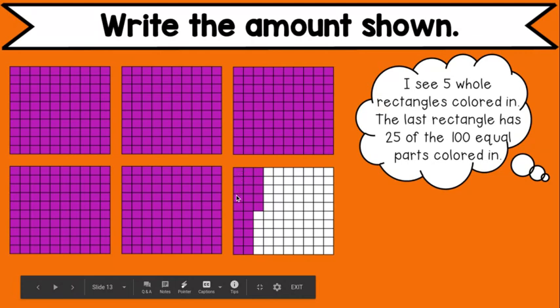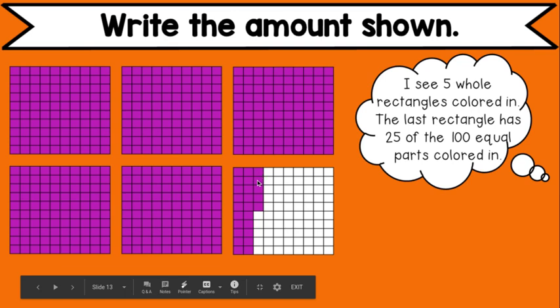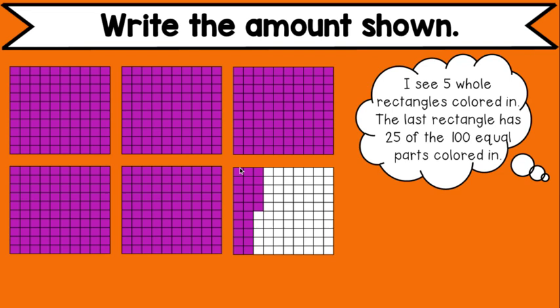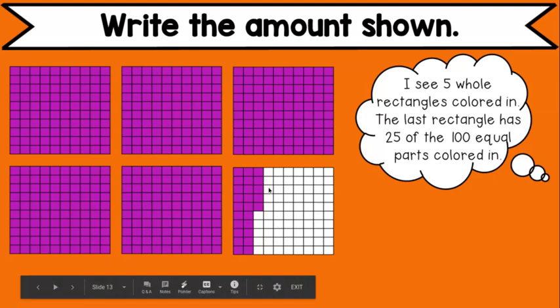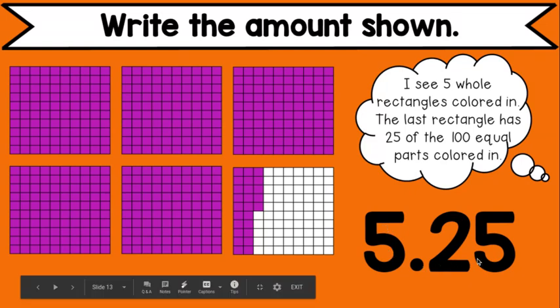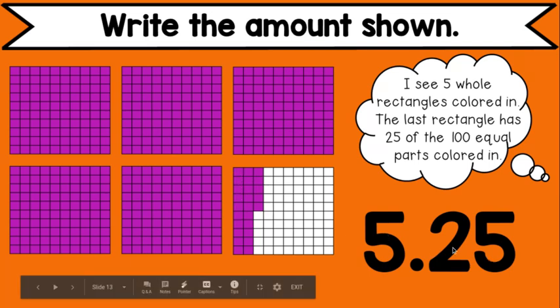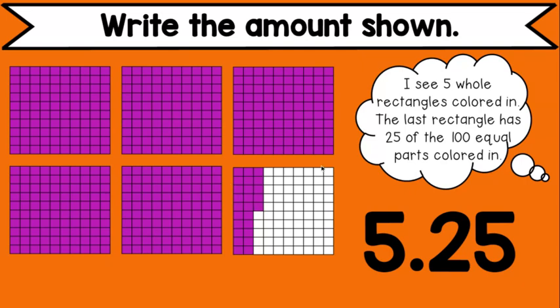So you can still see our rods. Here's 10, 20, and 1, 2, 3, 4, and 5. So this was easy to count because I can tell that this is 10, 20, and then I just had to count these, and this was 5. So we have 25 of the 100 parts colored in. That's going to give me 5 and 25 hundredths. So notice it has the 2 tenths, here's 1, here's 2 tenths, and then we've just got the 5.